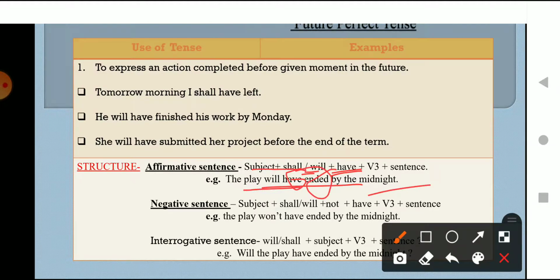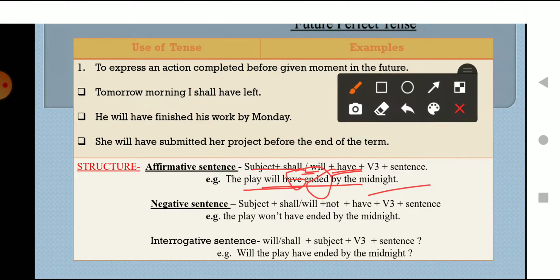Now let's see how we form sentences in the negative sense. For negative, we use subject plus shall or will plus not plus have plus the third form of the verb and the remaining part of the sentence. Let's see an example. The play won't have ended by midnight. For negative, we simply added not to the affirmative sentence.